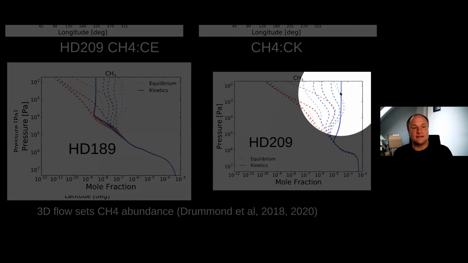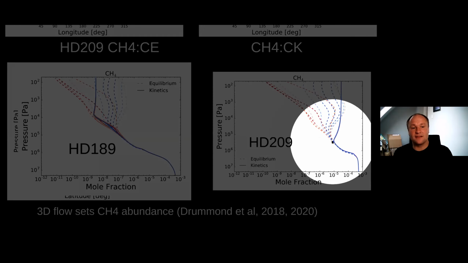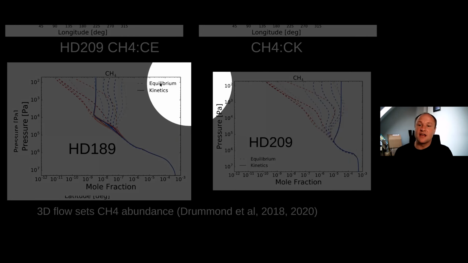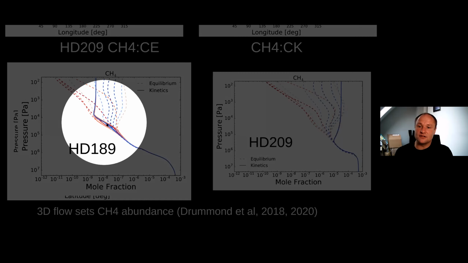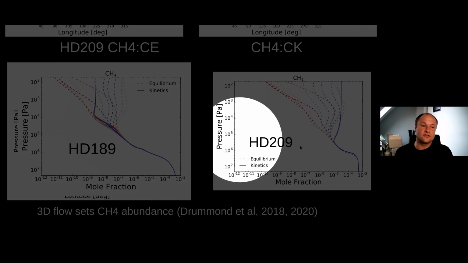Well, what that means is the abundance of methane that you are observing at millibar is actually set by the conditions and the three-dimensional flow deeper in the atmosphere. And the point and behavior of this interaction between chemistry and dynamics changes for different planets. As you can see, the 189 is different to 209.